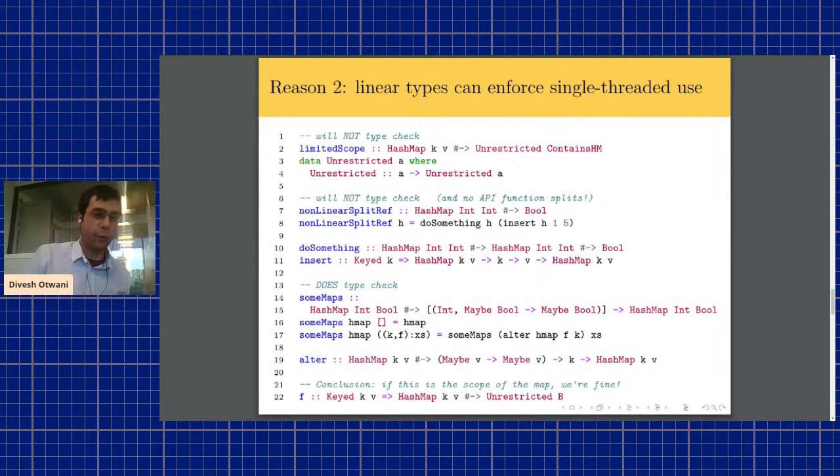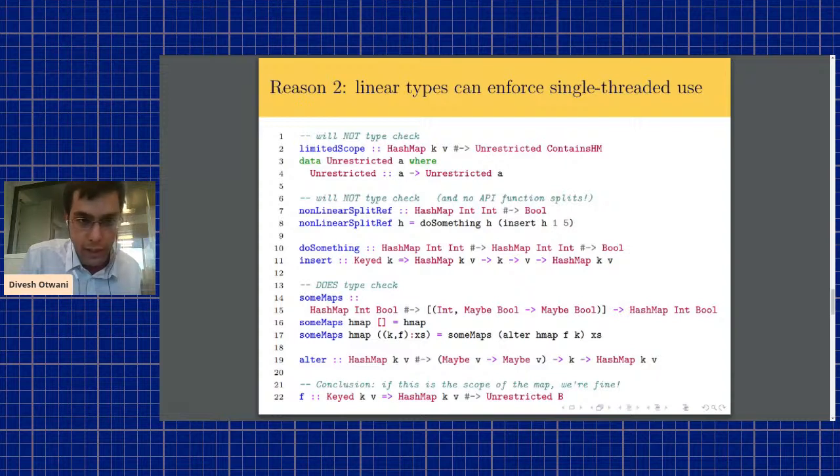Reason 2 of what we're able to do and why we're able to get a nice API with linear types is that this extension, linear types, actually enables us to enforce this single-threaded use. It enables us to statically have a function where we know we're not going to type check the things that we've seen could cause problems. And so I'll introduce a little bit of how linear types does this and what linear types is. So let's look at the first example, limited scope.